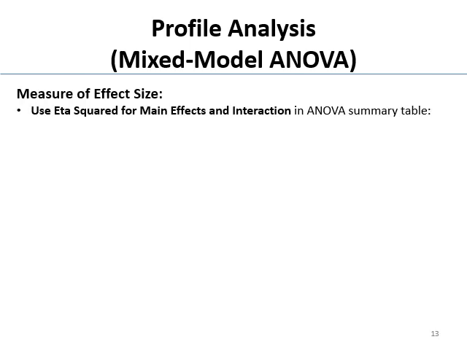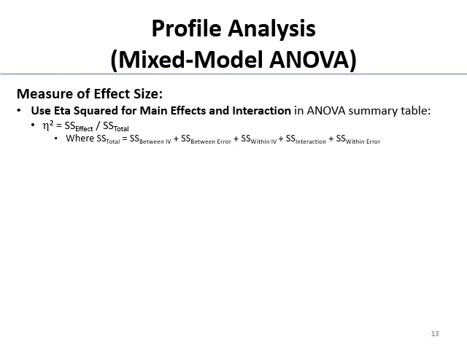So your measure of effect size is eta squared for the main effects and interaction, and they go in your ANOVA summary table. And it's pretty straightforward. It's just the sum of squares for the effect divided by the sum of squares total. Well, the sum of squares total is the sum of these things. The sum of squares for the between IV, plus the sum of squares for the between error, plus the sum of squares for the within IV, plus the sum of squares for the interaction, plus the sum of squares within error.